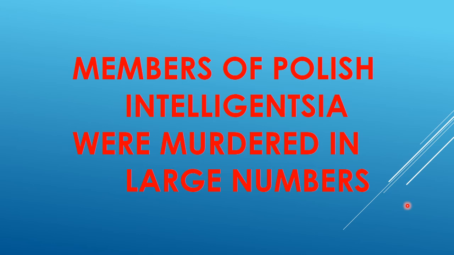Another atrocity by Hitler was that he got all the Polish intelligentsia murdered in large numbers so that the entire population could now be treated like slaves. So if the educated and the leaders were killed, then the entire population has nothing to look forward to but to become slaves.